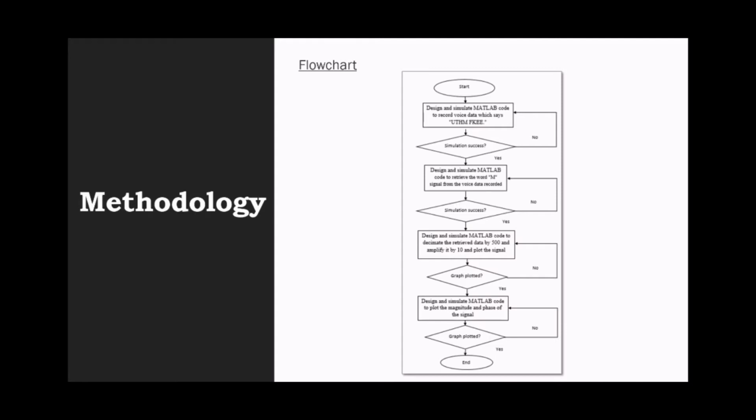After simulation is successful, next we go to design and simulate MATLAB code to decimate the retrieved data by 500 and amplify it by 10 and plot the signal. After finding the signal and plotting, we then design and simulate MATLAB code to plot the magnitude and phase of the signal. After finding the magnitude and phase signal, we need to plot the graph. After that, the project ends.